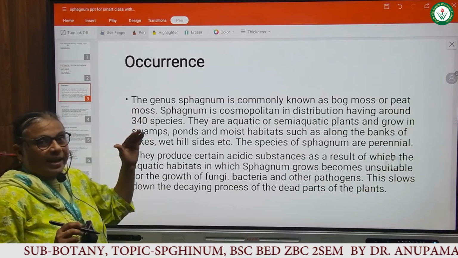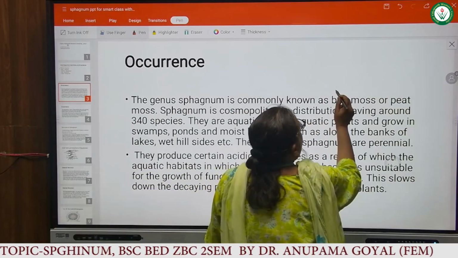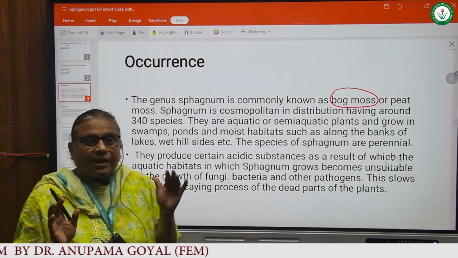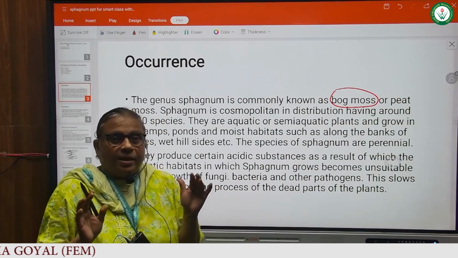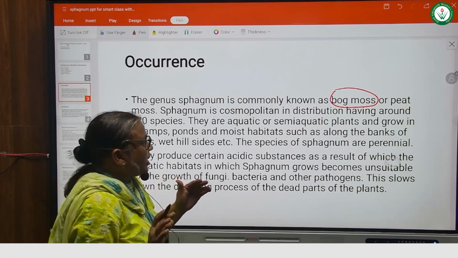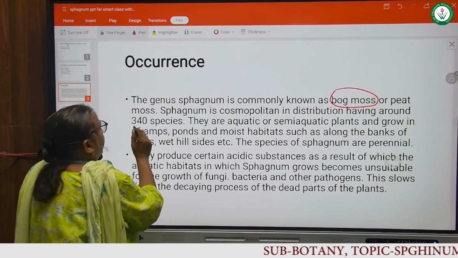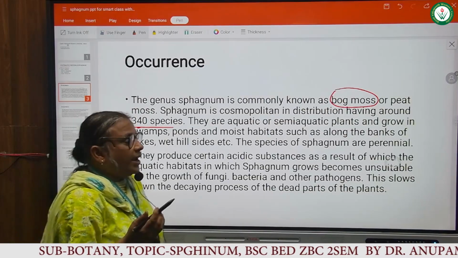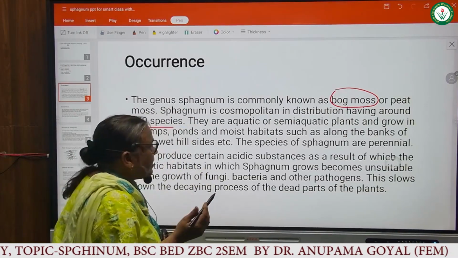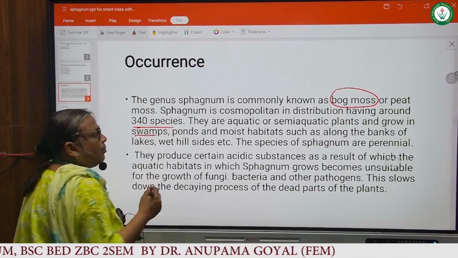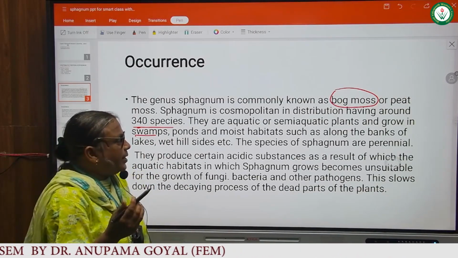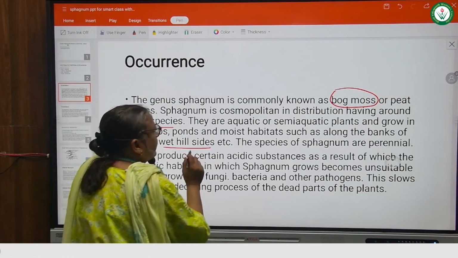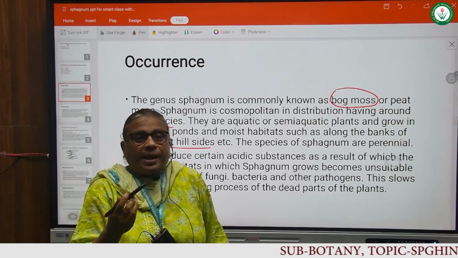The genus Sphagnum is commonly known as bog moss or peat moss. This bryophyte is cosmopolitan in distribution, having around 340 species. The species of sphagnum are aquatic or semi-aquatic plants and grow in swamps, ponds and moist habitats such as along the banks of lakes and wet hillsides.